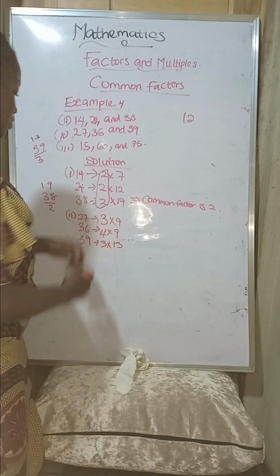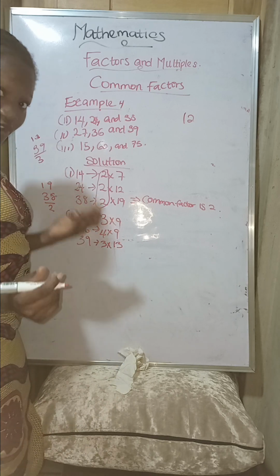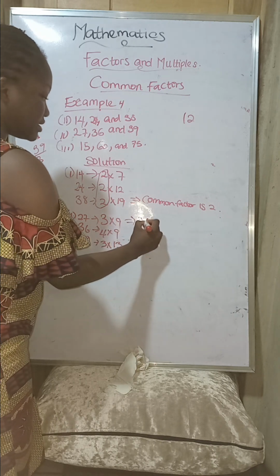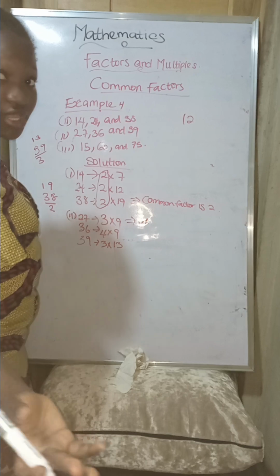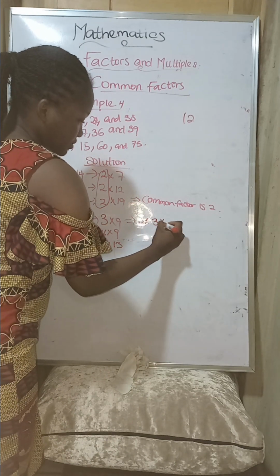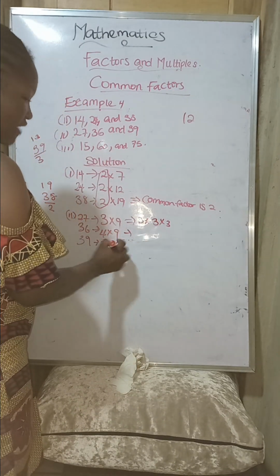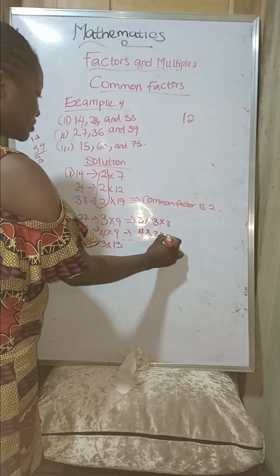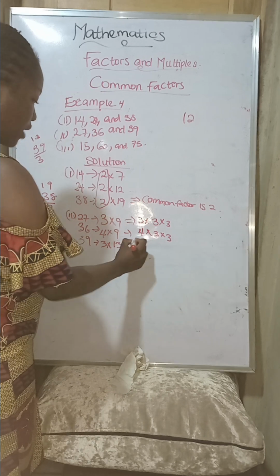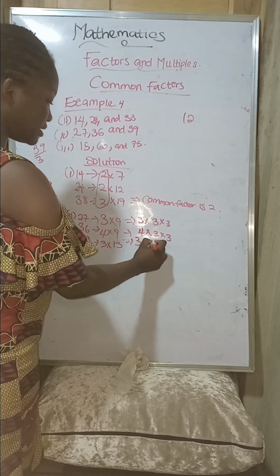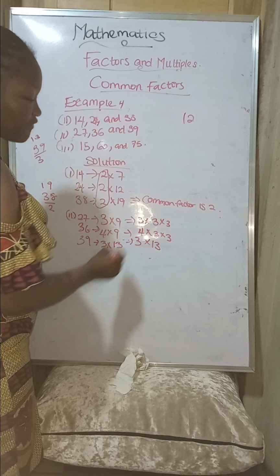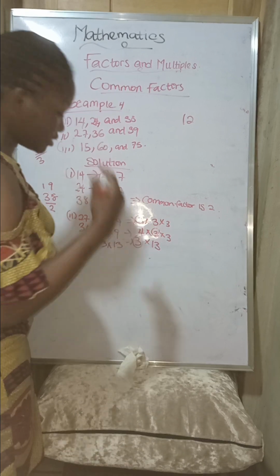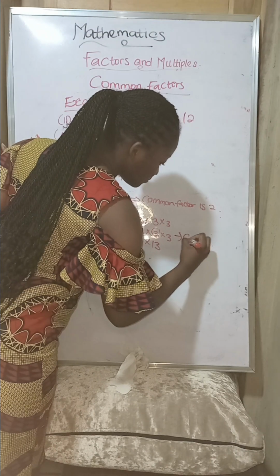I know you'll be confused that there's no common factor, right? But if we simplify this 9, 9 is 3 times 3, so we write 3 times 3. Here too we have another 9, so we have 4 times 3 times 3, and we have 3 times 13. So what's the common factor in this? You see there's a 3 in each and every one. So the common factor is 3.